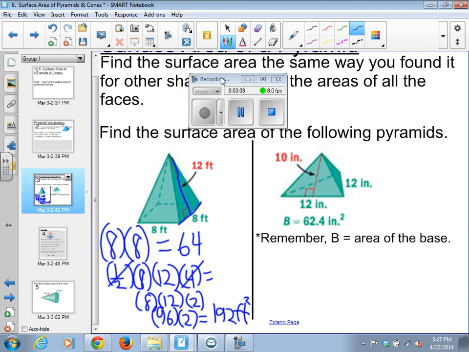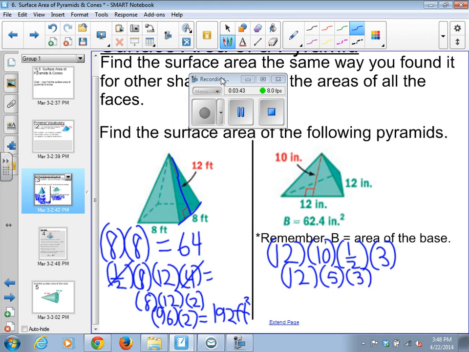So we see that the slant height is 10, and we've got a base of 12. And it works out nicely. We've got that all the way around. So we've got 12 times 10 times 1/2, because that's the area of the triangle. And we've got 3 of those triangles. So we take whatever this is times 3. So 10 times 1/2 is 5. So 12 times 5 times 3 gives us 60 times 3 equals 180.